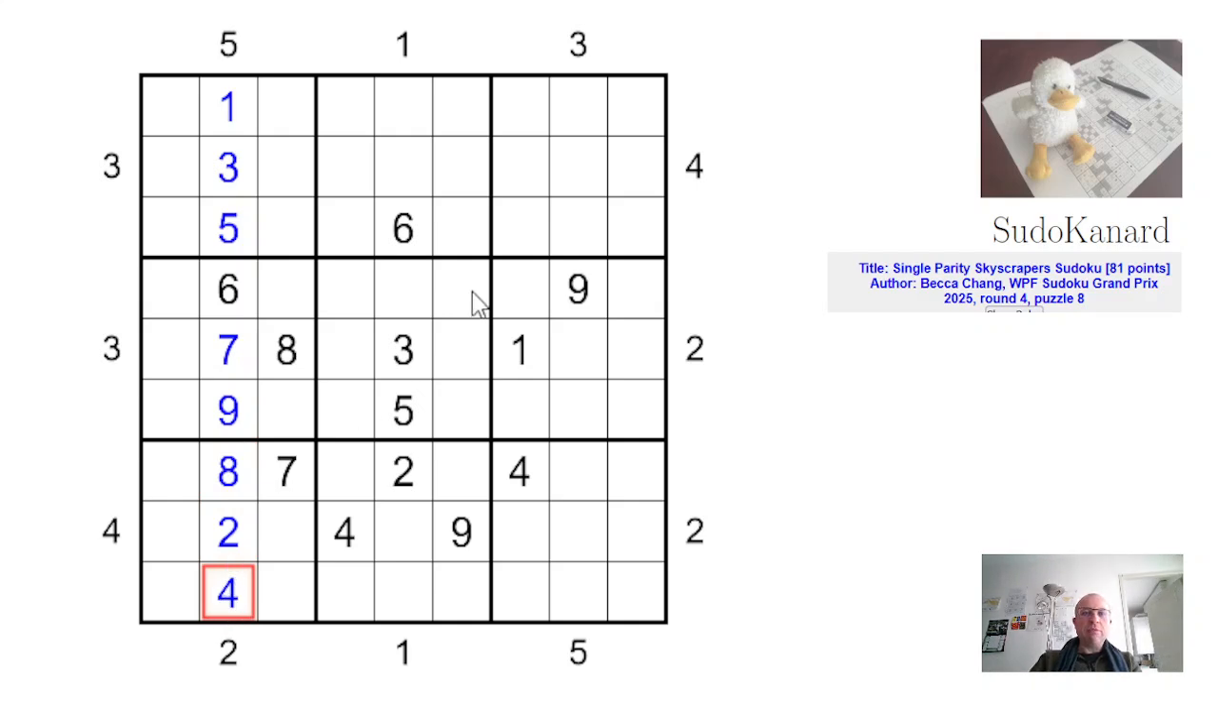And this puzzle was worth 81 points, and the time I spent on it justifies the 81 points, but it's on the easy side for an 81-point puzzle, to be honest.